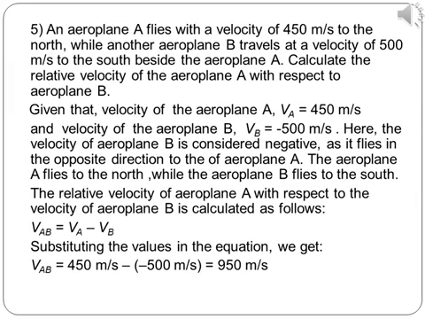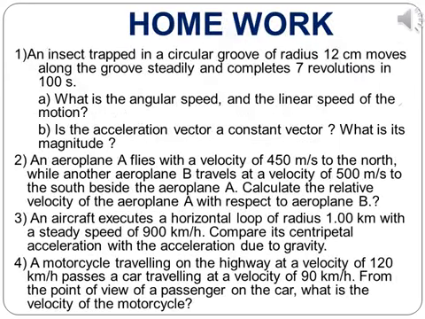Then what should be the relative velocity of the aeroplane A with respect to the velocity of the aeroplane B, which is calculated as Vab is equal to Va minus Vb. By substituting the values of Va and Vb, we get Vab is equal to 450 meter per second minus of minus 500 meter per second, which is equal to 950 meter per second.